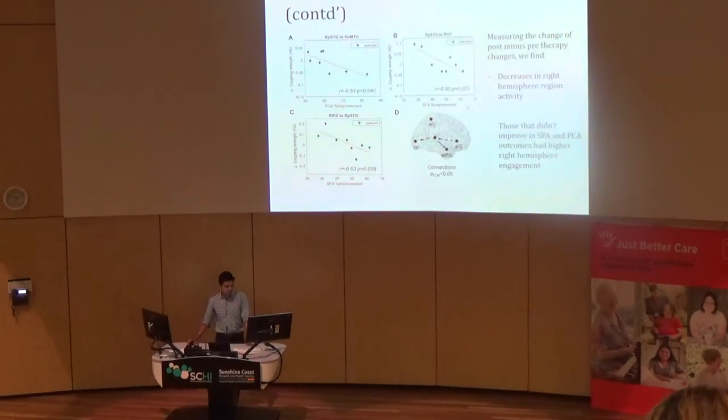The second finding was that the right hemisphere was dominating in those who improved the least in each of these components as well. A lot of our significant findings were from semantic feature analysis, but there was a finding in phonological component analysis as well. That indicated this role of overactivation, some sort of compensatory role, perhaps, of the right hemisphere.